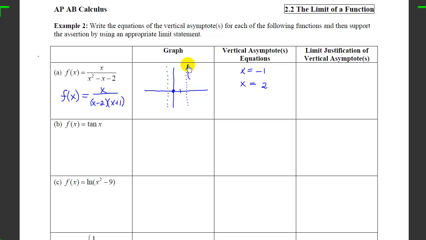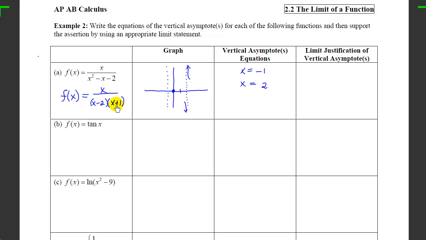toward that asymptote. If I look on the left-hand side of 2, say at 1.999, this top will still be positive. This will also be positive, but now this factor will be negative because a 1.999 minus a 2 is going to give me a negative value. So that means a positive divided by a negative and a positive, the overall result will be negative. So I will be traveling down on that asymptote.